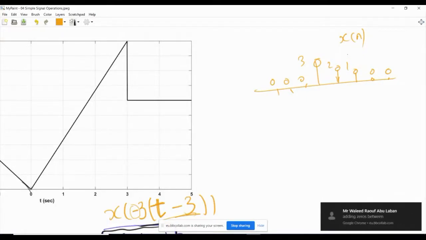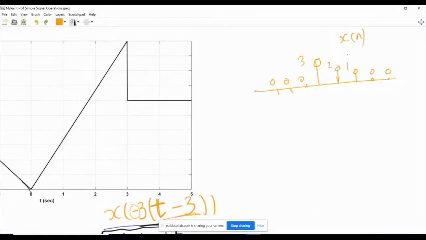Okay, so again, yes, adding zeros, exactly. It is called upsampling and downsampling. So this is the conceptual difference between the simple operations. Time reversal is the same thing for continuous time and discrete time.